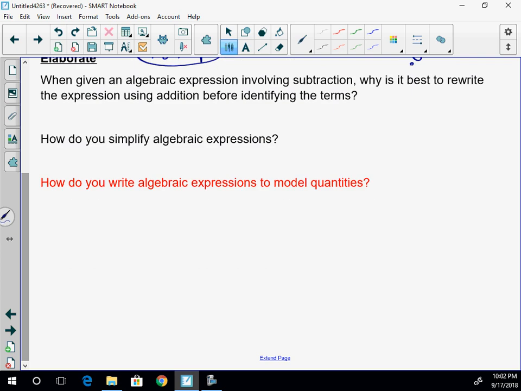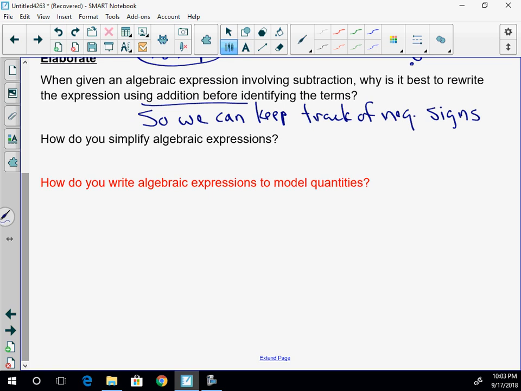All right, last couple questions here. I'm just going to generalize these. When given an algebraic expression involving subtraction, why is it best to write the expression as addition before identifying the terms? All right, so we can keep track of negative signs. That's the biggest mistake that I see. So if we just change all of our subtraction to adding the opposite, boom, boom, then we will be able to keep track of our signs much more easily.